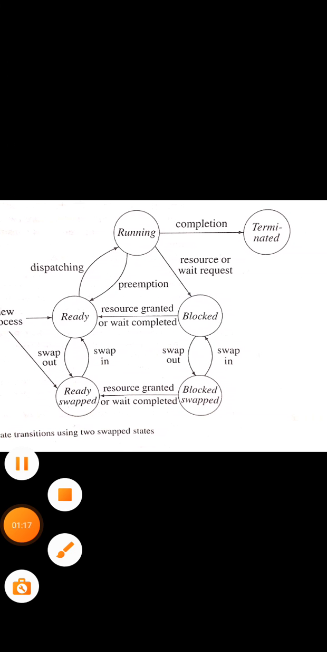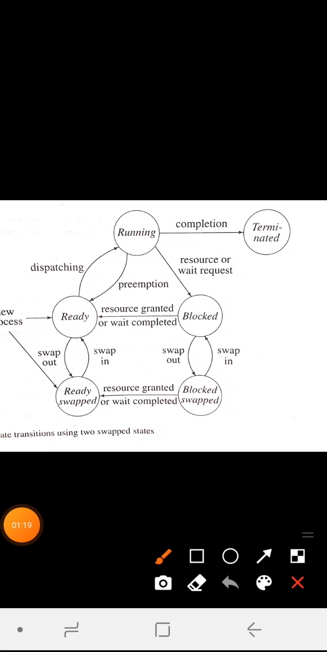So these are the process states and state transitions when we are using two swapped states. You can see here we are using two swapped states: one is ready swapped and the other is blocked swapped. Here you have the transitions from ready to ready swapped and blocked to blocked swapped. These are caused by a swap out action. So what is a swap out action? It is when the process is moved out of the memory. The reverse will happen when the same process is swapped in.